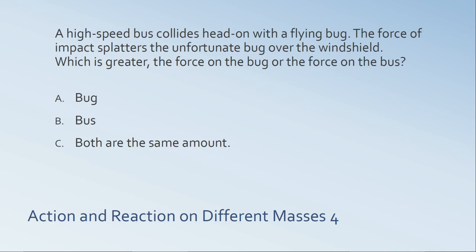And if we had sensitive enough instruments and we were evaluating the speed of the bus when it hits that bug, we would actually be able to see it decelerate just a teeny tiny amount. But it's going to be in proportion to the difference between the mass of that teeny tiny bug and that huge bus. But the force acting on both of them is the same.